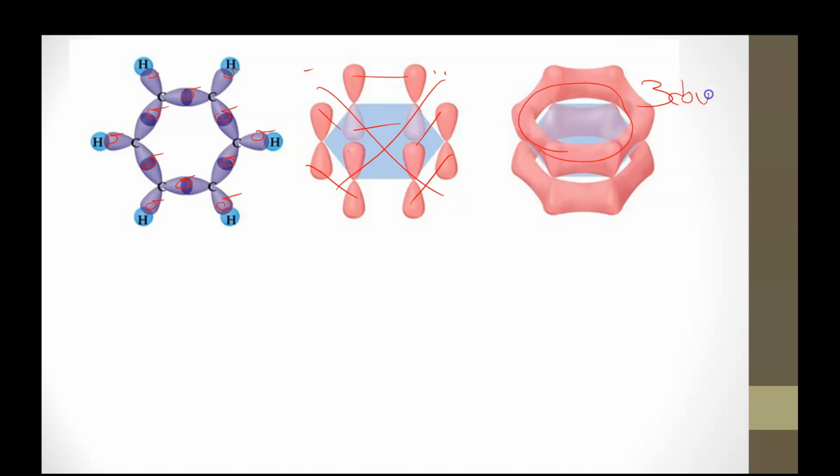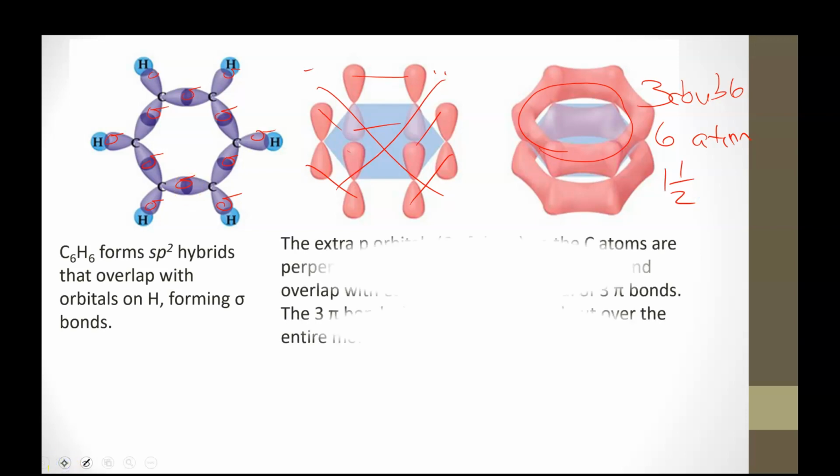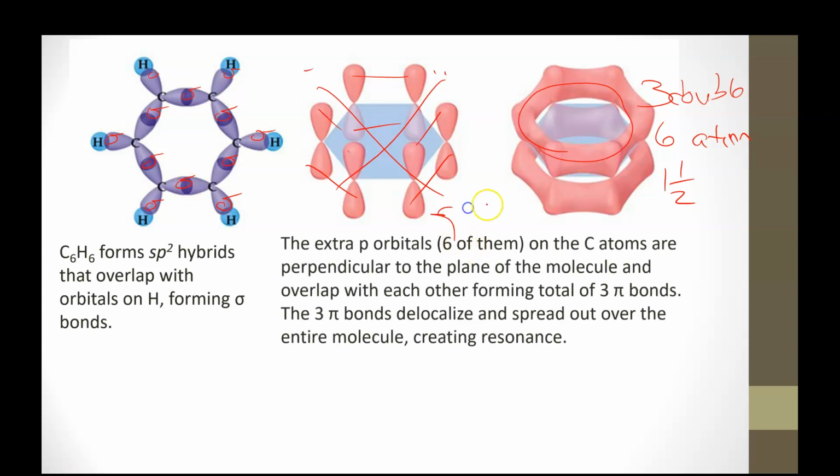I have 3 double bonds split among 6 atoms. So it's more like each atom has a bond and a half. So you get the sp2 hybrids. You have the leftover p orbitals right here. And that's where you form the pi bonds, but they delocalize and they spread out over the entire molecule. That's where you get resonance.